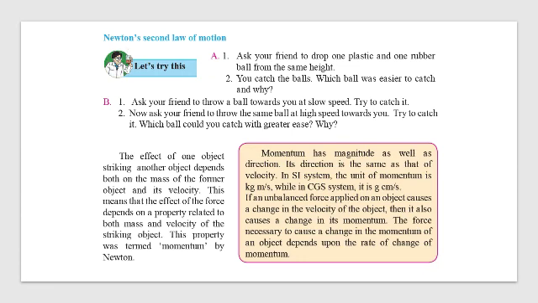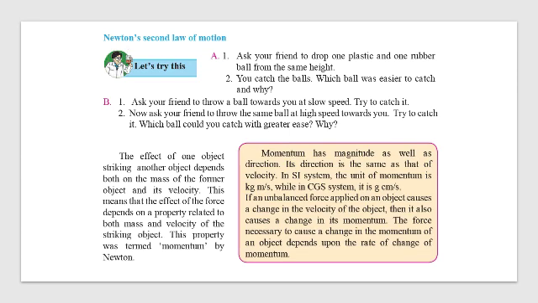You are playing cricket. You have to hit a 6. So you should know what speed the bowler is going to bowl. So you should know the mass of the ball as well as the velocity of the ball. And if you want the ball to go for a 6, you should know how you have to overcome that momentum and strike it. So here Newton's second law of motion is related to momentum.